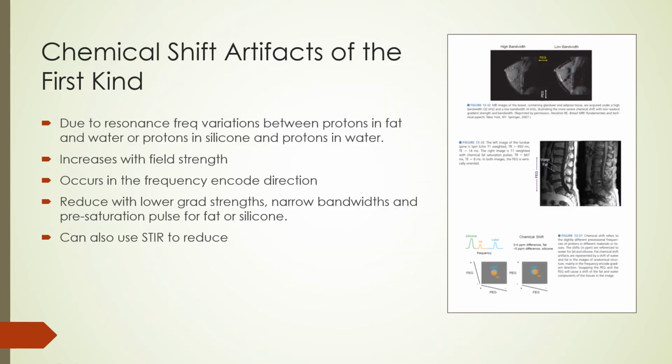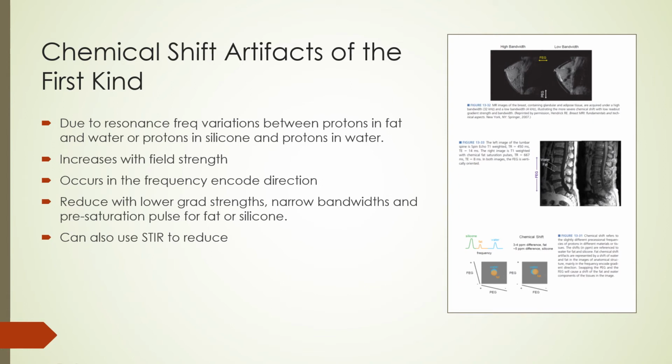There are two types of chemical shift artifacts, a chemical shift of the first kind and a chemical shift of the second kind. Chemical shift artifacts of the first kind occur because of resonance frequency variations between protons in fat and water, or protons in silicon and protons in water. Because resonance frequency increases linearly with field strength according to the Larmor equation, higher field strength magnets are more susceptible to chemical shift artifacts. Protons in fat resonate at a slightly lower frequency than the corresponding protons in water and cause a misregistration of water and fat tissues along the frequency encode gradient direction.